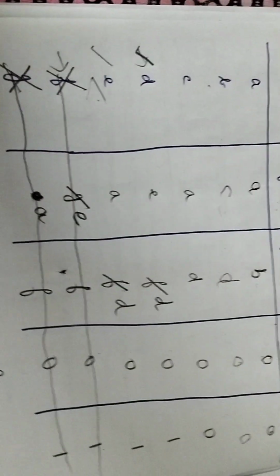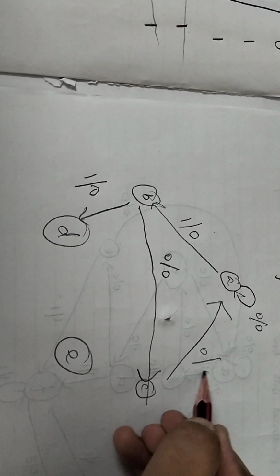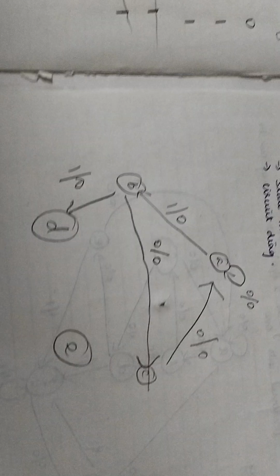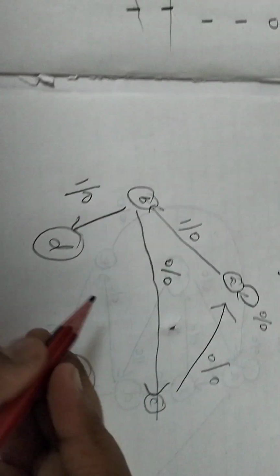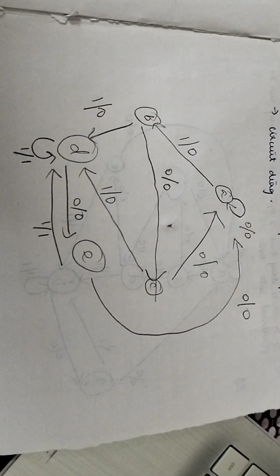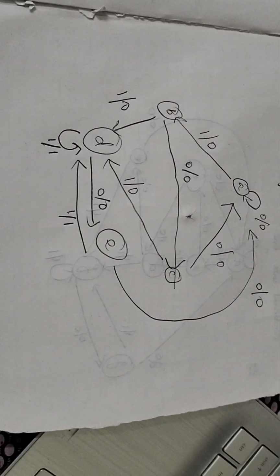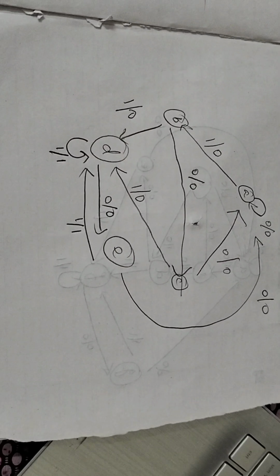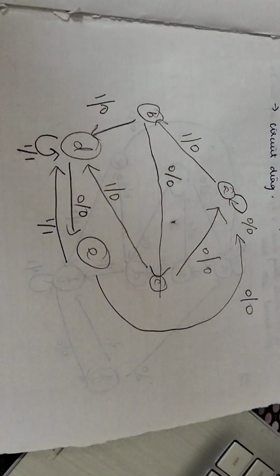Similarly, C, input 0 goes to A, output 0. I am sorry about the very shaky diagram. And input 1, D, 0. So if you get C, input 1, D, 0. Similarly, you take for D and E and we complete the state diagram. So when we take the reduced state table and draw a state diagram, this is what our final reduced state diagram looks like.